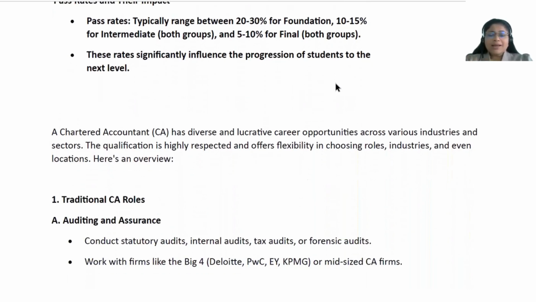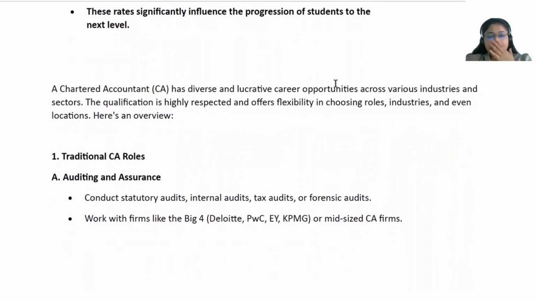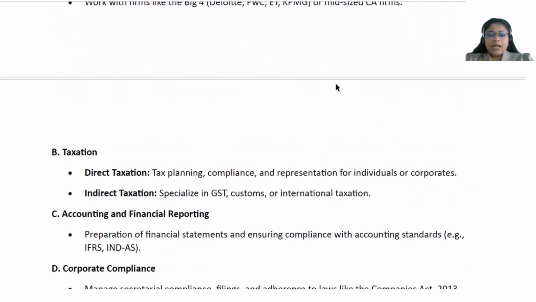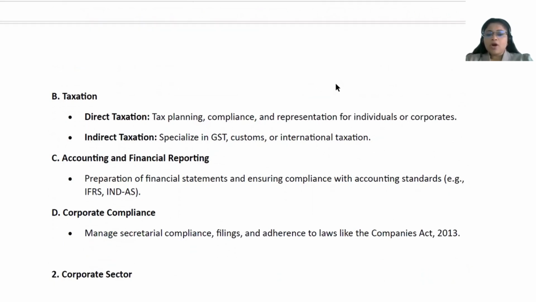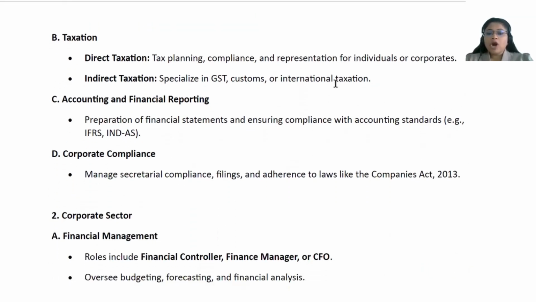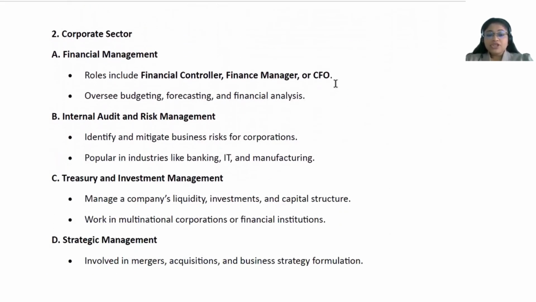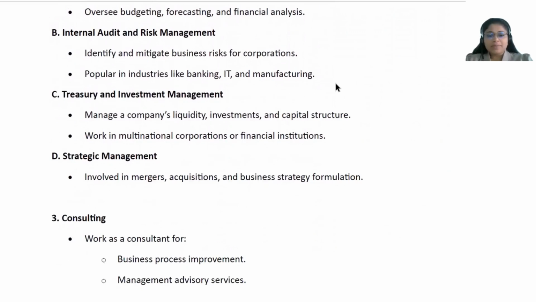So, thinking about what the career opportunities for a CA are, we have traditional roles such as auditing and assurance, like conducting statutory audit, internal audit, tax audit, as well as forensic. One can also work with firms like the Big Four, like Deloitte, PwC, E&Y, KPMG, or any mid-sized CA firm. There are many opportunities in taxation, accounting and financial reporting, corporate compliance. In the corporate sector: financial management, internal audit and risk management, treasury and investment management, strategic management.